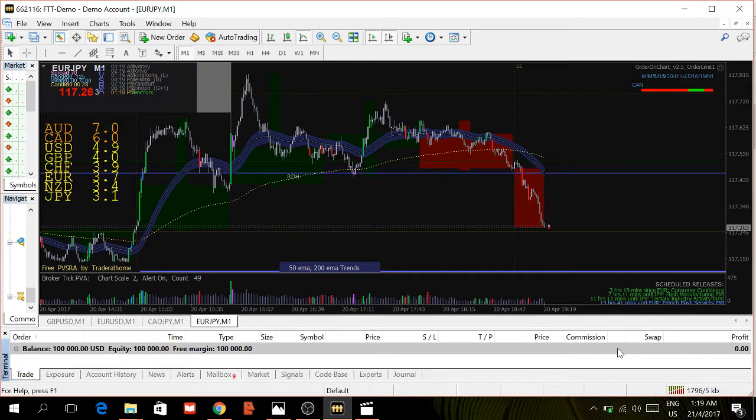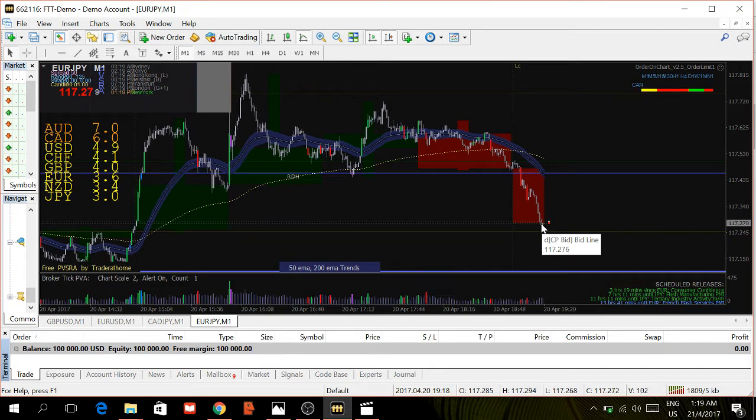And the first thing that I would like to talk about is the price. So P in PVSRA stands for price. Here you're looking at candlesticks. And once again, if you don't know candlesticks, you can just refer to my past videos where I explain about candlesticks. So here you have the price. Now it's about 117.278, and this is live data that I'm getting right now.